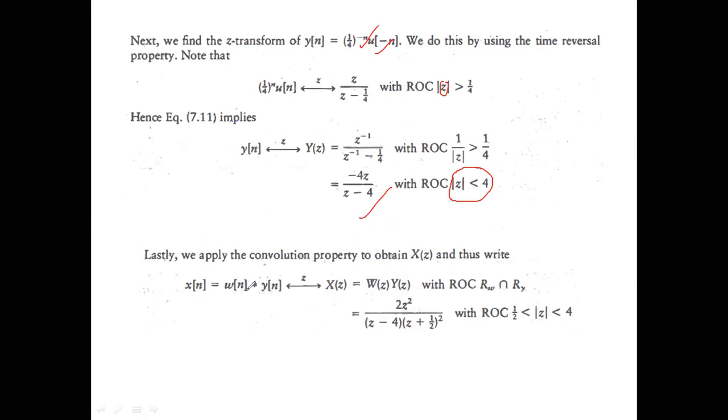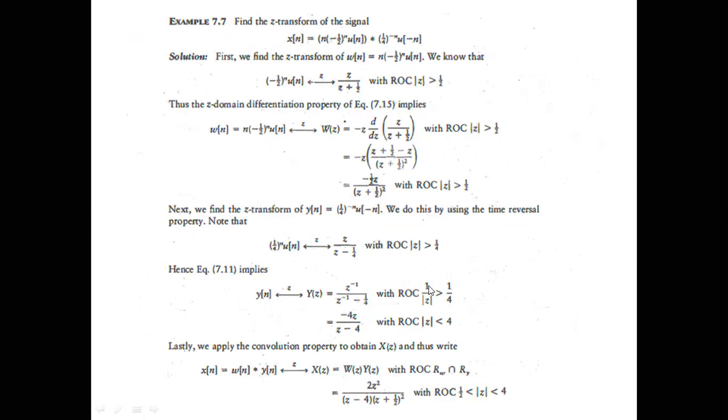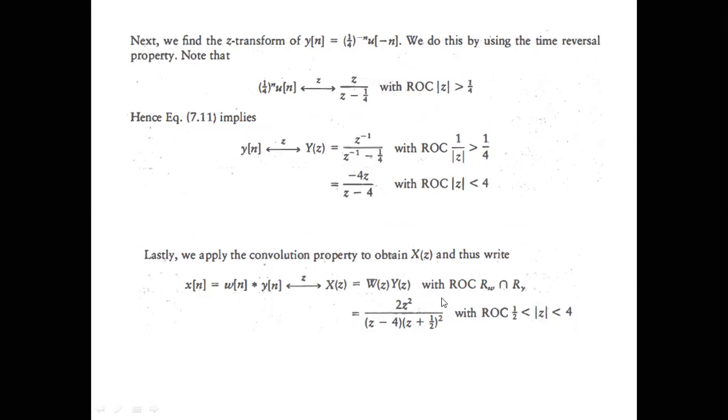Now finally what they will do is the convolution. We got the individual answers, right? One answer is this one and another answer is here in the previous page. So both of them we will multiply, and finally we get our final answer. So we got our final answer here.